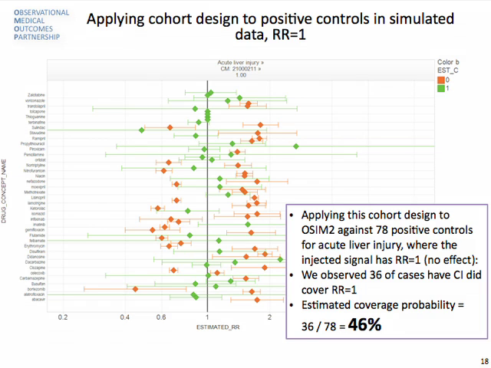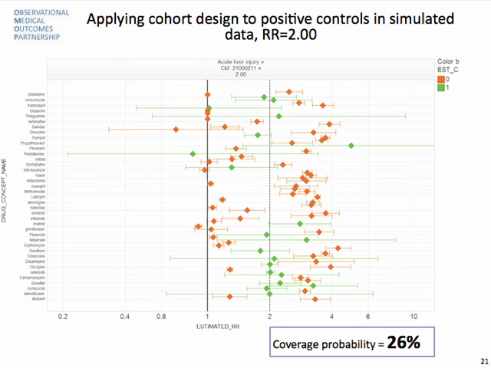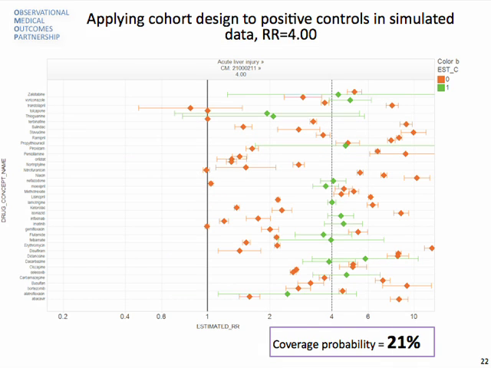We want that to be 95%. And yet, as we inject signals, a 1.25, a 1.5, a 2, a 4, what you can see is that the coverage probability is consistently poor, and yet, more or less, those estimates look like they're centered around the true value. The problem appears to be that each of those estimates has a confidence interval that's just much too narrow. If we could only figure out a way to stretch out those confidence intervals, then maybe they would start to cover the nominal injected value.